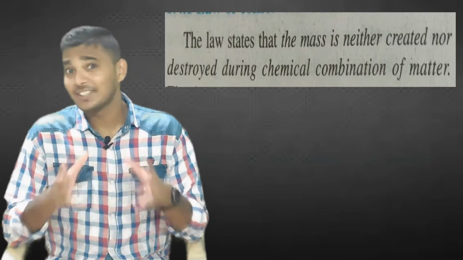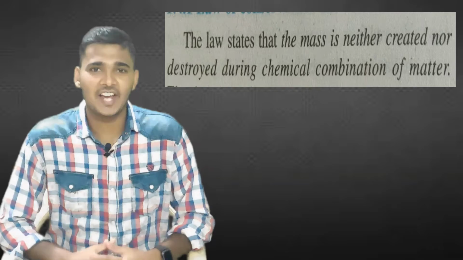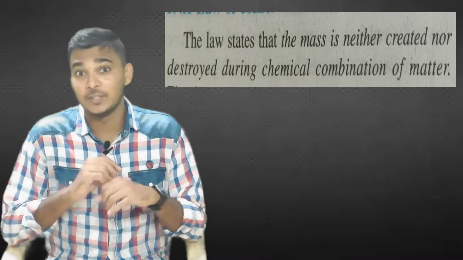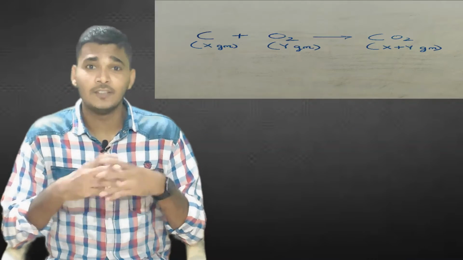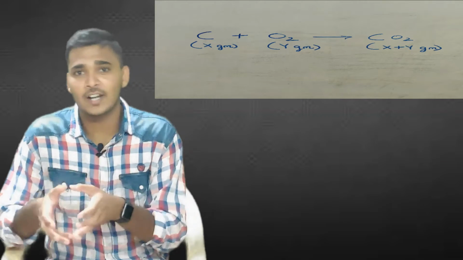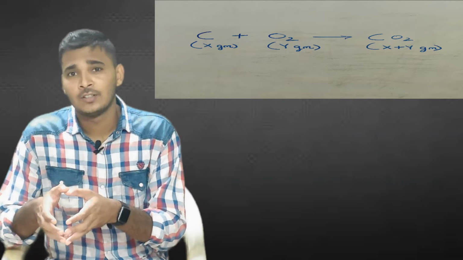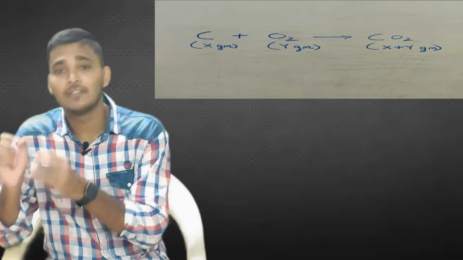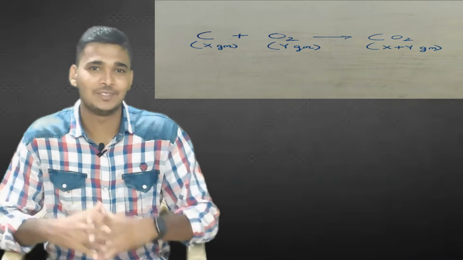It was stated by Antoine Lavoisier in 1783. This law states that during any chemical reaction, the mass is neither created nor destroyed. It means that the mass of the reactants before the reaction and the mass of the products after the reaction is always equal. For example, the reaction of carbon and oxygen to form carbon dioxide. If there is X gram of carbon and Y gram of oxygen, the amount of carbon dioxide will always be equal to X plus Y grams.